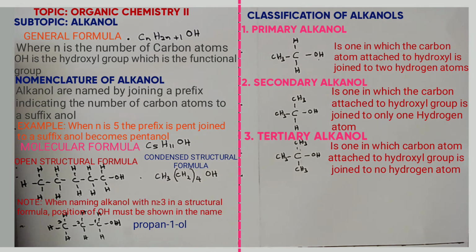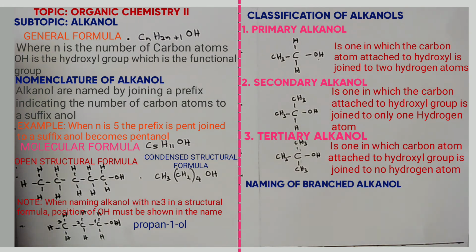Now the next thing we look at is naming of branched alkanols. A branched alkanol is obtained when substituent groups are attached along the longest continuous carbon chain. The substituent groups include alkyl groups, e.g. methyl with formula CH3, ethyl with formula C2H5, and then halogen groups, which include chlorine atom named as chloro, bromine atom named as bromo, iodine atom named as iodo, and fluorine atom named as fluoro.